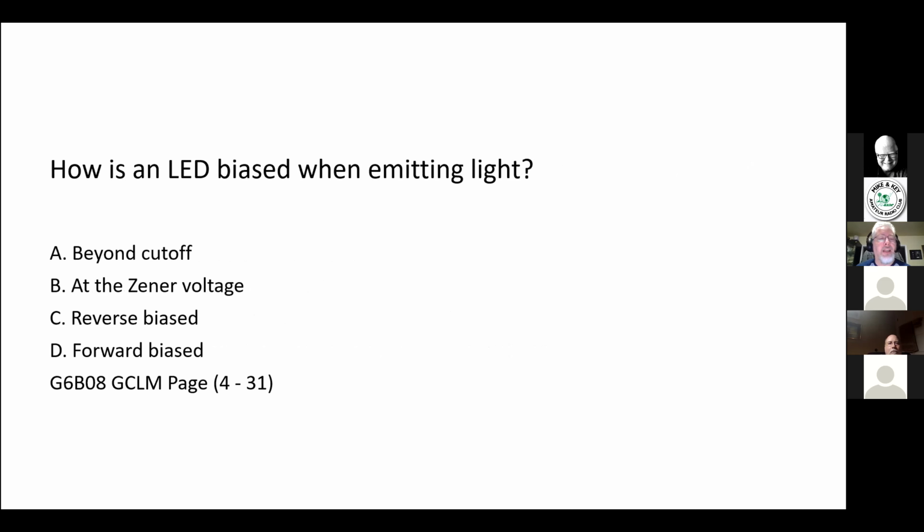How is an LED biased when emitting light? A, beyond the cutoff. B, at Zener voltage. C, reverse biased. Or D, forward biased. Delta is correct. When it is forward biased, that's when the LED will emit light.